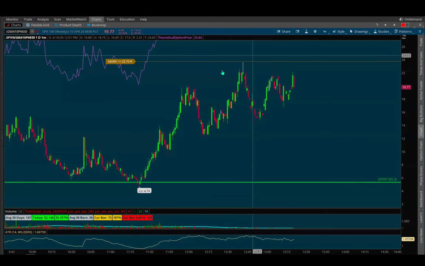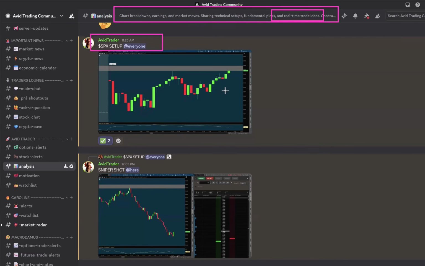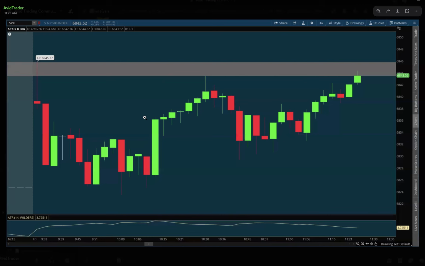and always pay attention to the analysis page. We talk about this very thoroughly. This is chart breakdown, setups, real-time trade ideas. So when we saw SPX setup here, this was an entry point for our puts. And what did we notice?